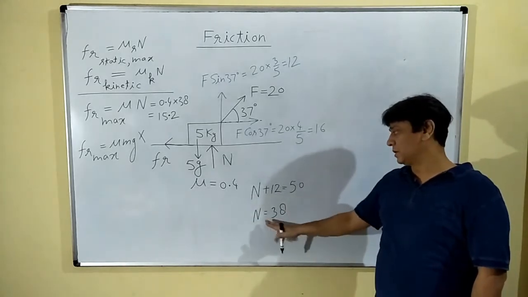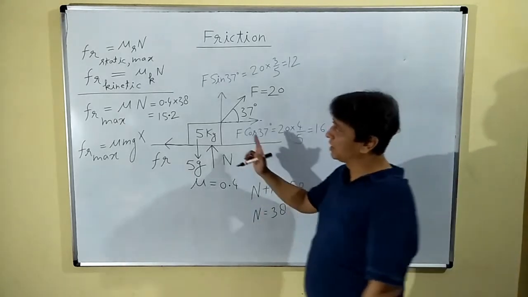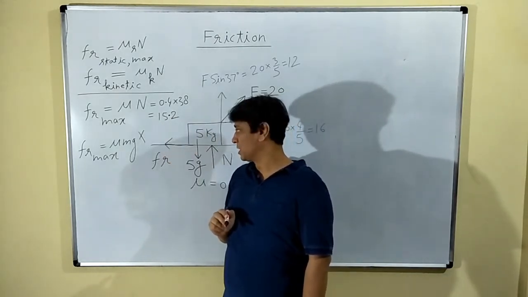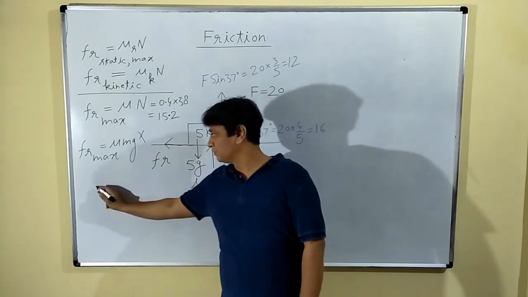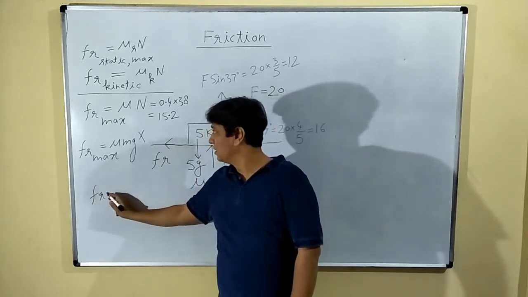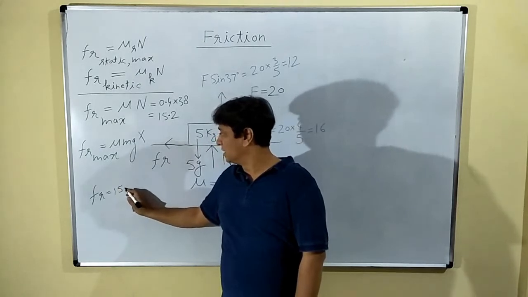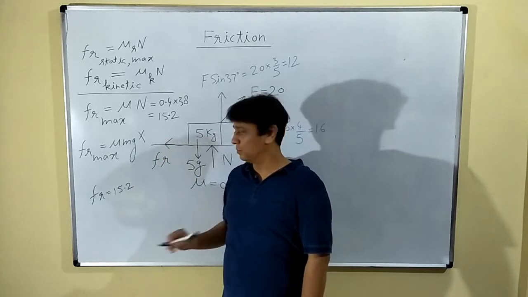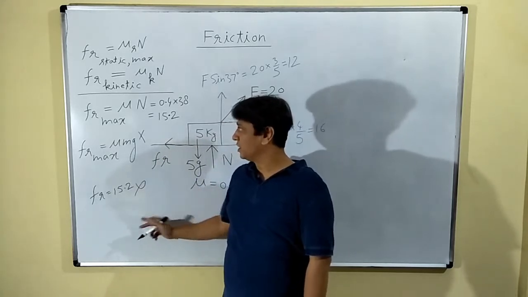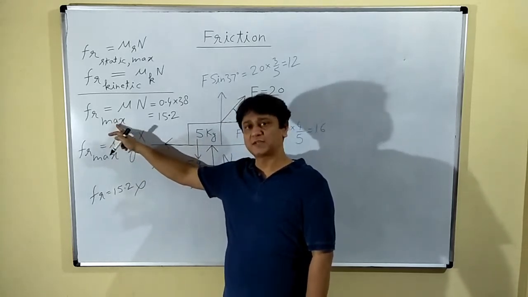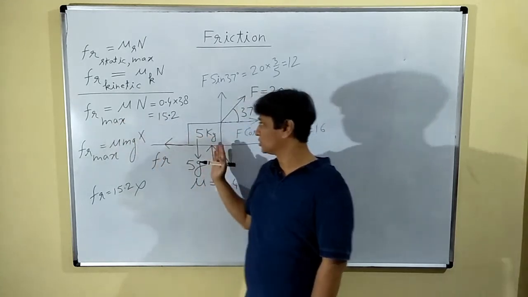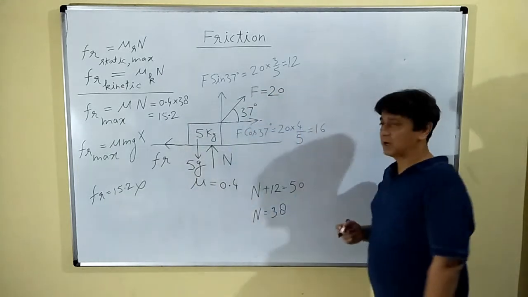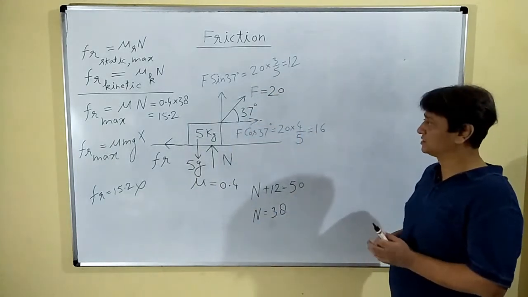अब नॉर्मल रिएक्शन से क्या मिल गया अपने को? Fr maximum. कुछ लोग क्या करते हैं? Fr therefore is 15.2. No. You can see we have calculated what? The maximum value of friction which can act on this body. That's coming 15.2. We have to decide what actually friction is on this body.